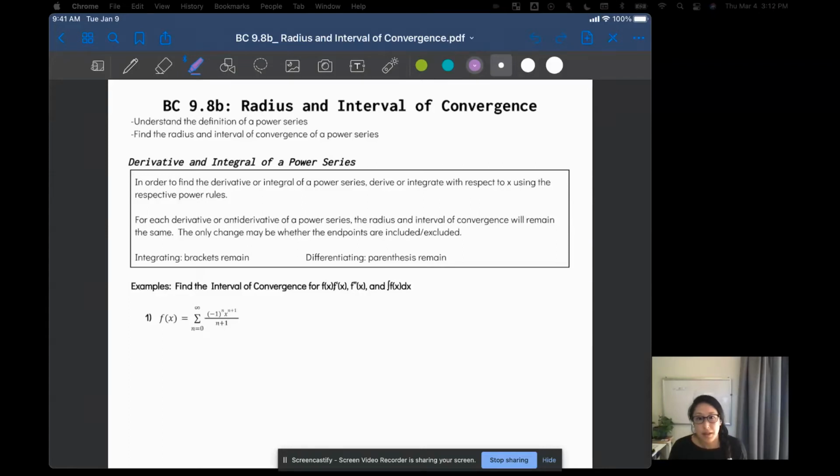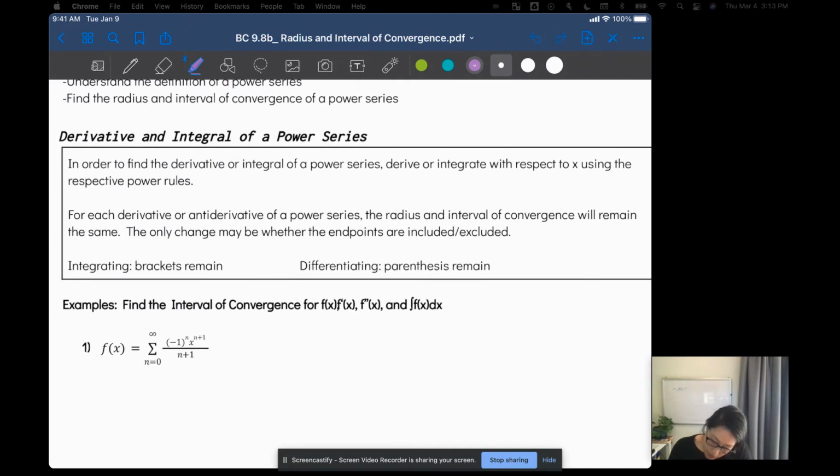Okay, so we're going to look at the interval and radius of convergence again today, but looking at series, taking the derivative of series and also the integral of series in series notation or summation notation. One thing about taking the derivative and integral of a power series is that we take the derivative with respect to x. Everything else is basically a constant, okay?